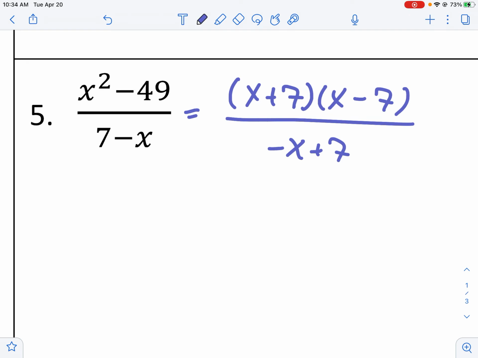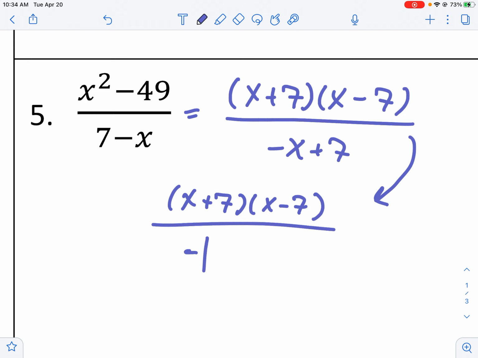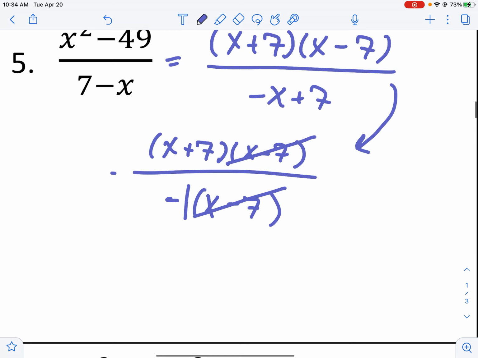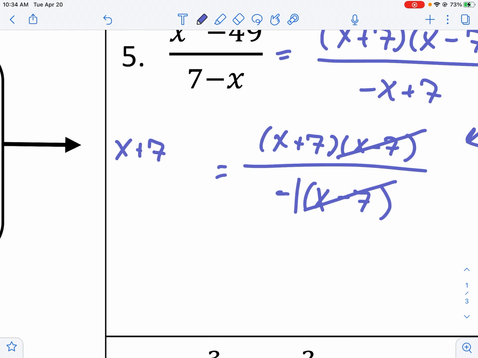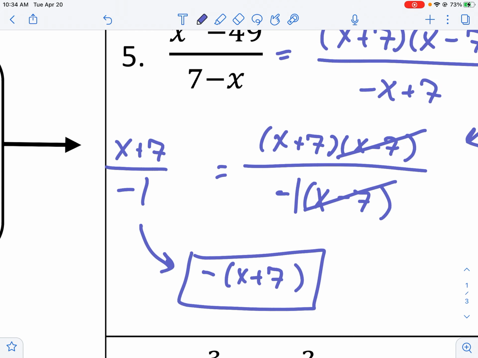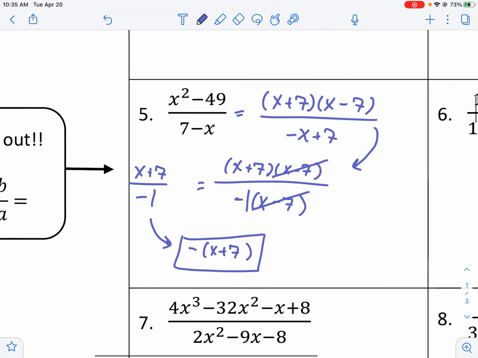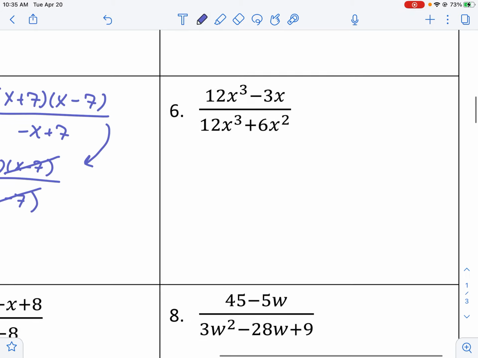This is negative x plus 7. That's neither of those. So instead, you have to pull out negative 1 out of that. So we have x plus 7 in the top, x minus 7 in the bottom. We pull out negative 1 to the front. What would be left would be x minus 7. Now we can cancel x minus 7 with x minus 7. And then we get x plus 7 over negative 1, which is the same thing as saying negative x plus 7. All right? And that would be your answer. You could also distribute that negative and be good as well.